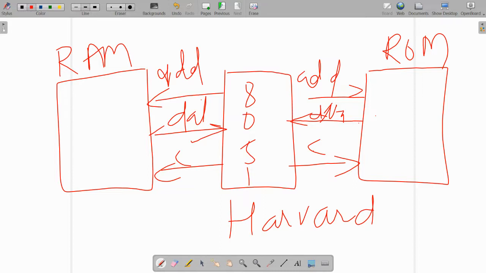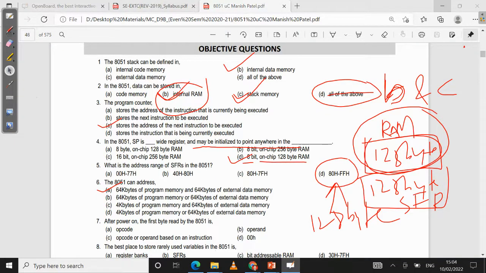So can we have the access of RAM and ROM at a time? Can I have access of RAM and ROM at a time? So shall I say and, or shall I say or? I should say and. Can you see here? And this. So A option is right.